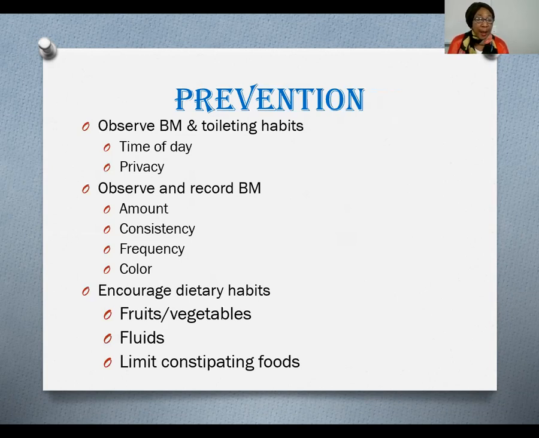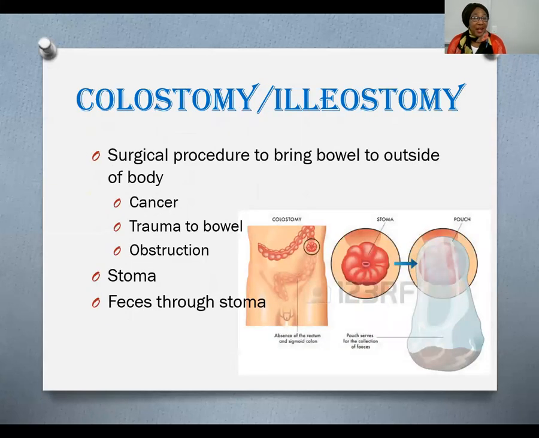Encourage dietary habits. Make sure they are eating fruits and vegetables. Make sure you're giving them fluids. And also limit constipating foods. Don't give them a lot of candy. Candy makes you constipated. Give them healthy foods. That way you can prevent it.